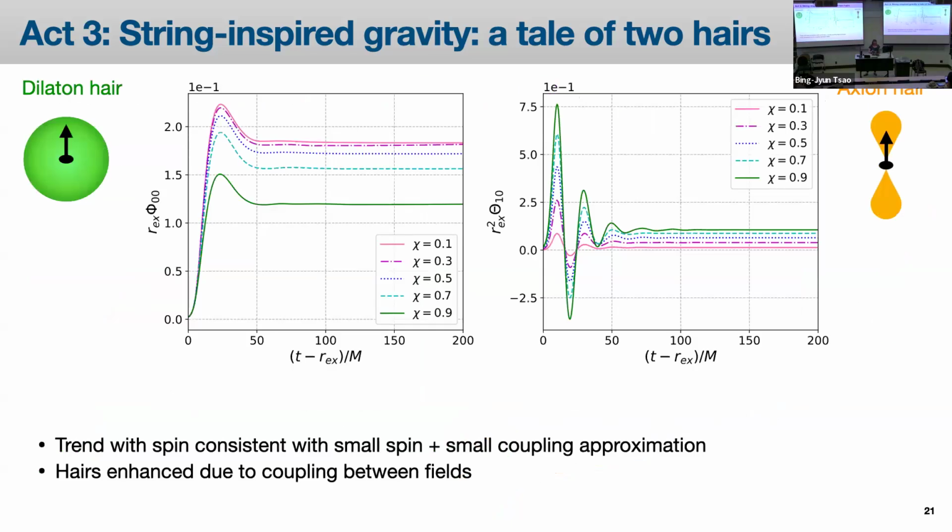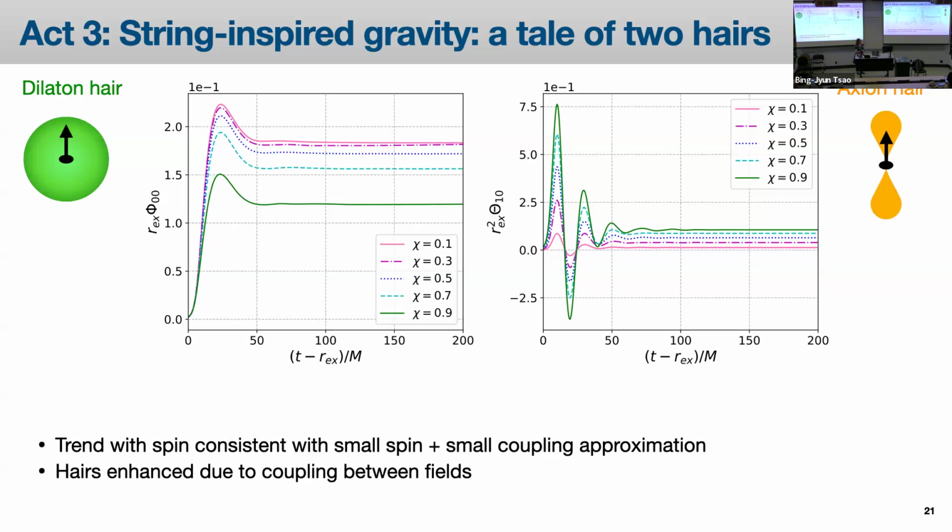Okay, yeah, I can briefly talk about how this changes with spin. Here we have the leading order scalar field multipoles, the monopole (0,0) as a function of time. Different colors are spins from 0.1 to 0.9, and we clearly see that the monopole first grows from 0, overshoots a little bit, and then approaches a constant in time value, and that amplitude reduces as I increase the spin. The opposite is true for the axion.